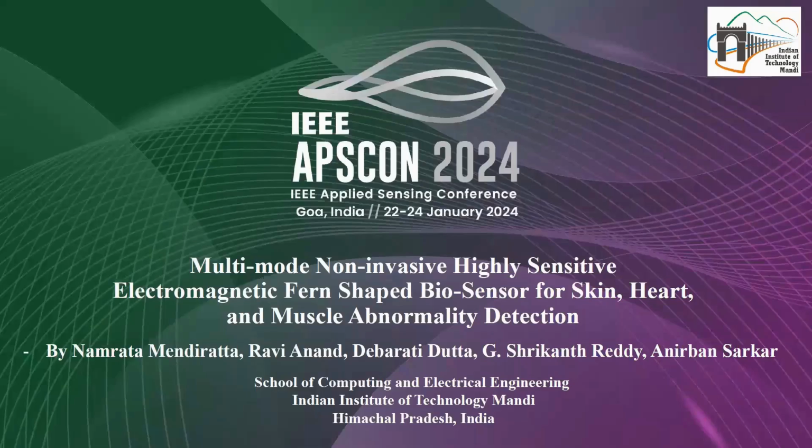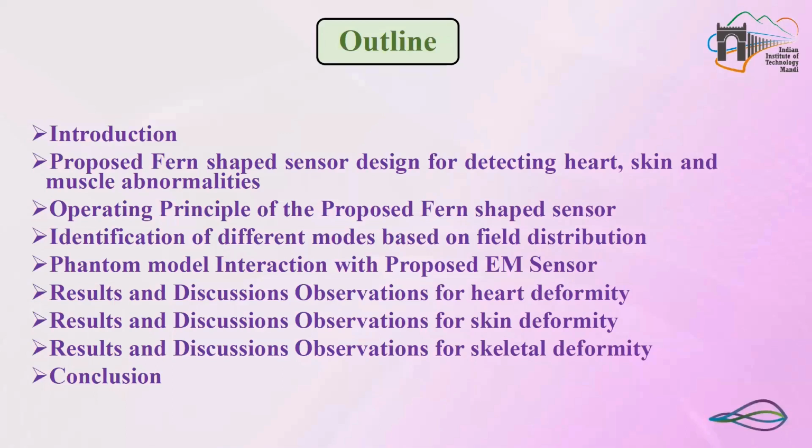So this work is again a microwave based technique. The basic idea of the work is the same: the dielectric constant is going to change for normal skin, heart and muscle abnormality detection. Once the dielectric property is changed, there will be a change in the reflection coefficient of the antenna. So the primary idea is that, and the authors have designed a tri-band antenna for detecting this abnormality. So this is the outline of the work.